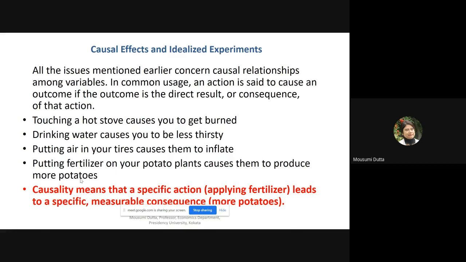Causality means that a specific action leads to a specific measurable consequence. Please focus on the last line. Causality means that a specific action leads to a specific measurable consequence. However, in social science, you will find that under most circumstances, a specific action may not result in a specific measurable consequence, and therefore the relation is not always causal.